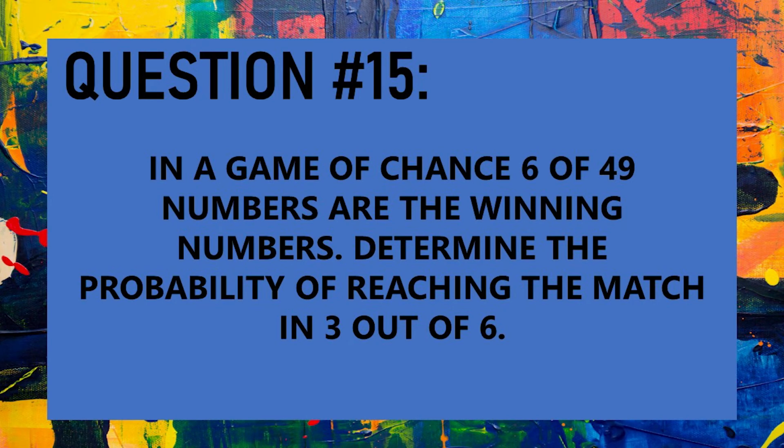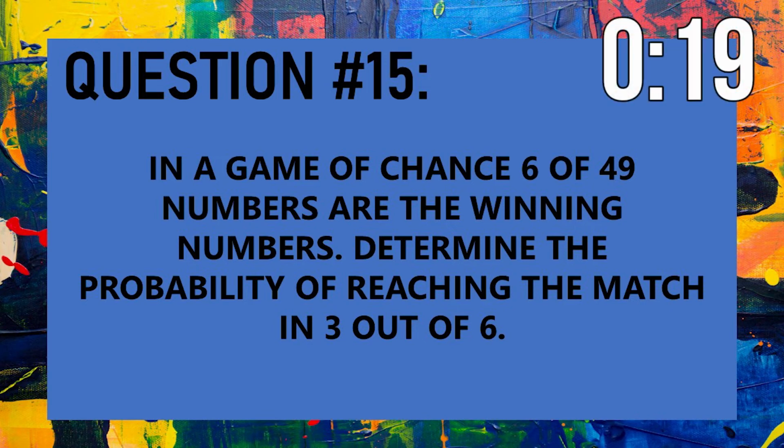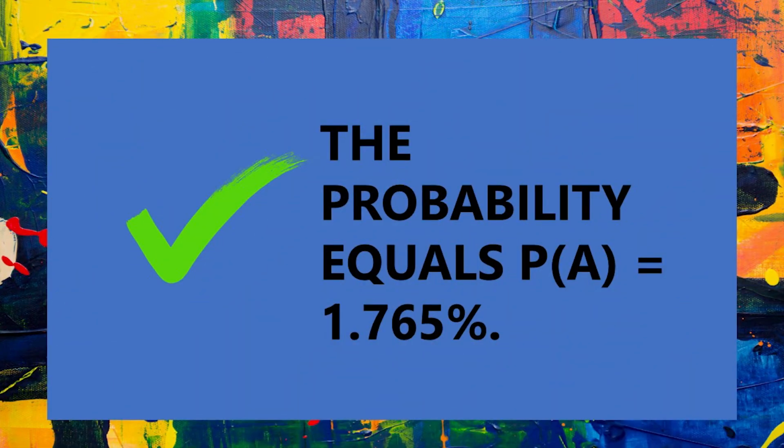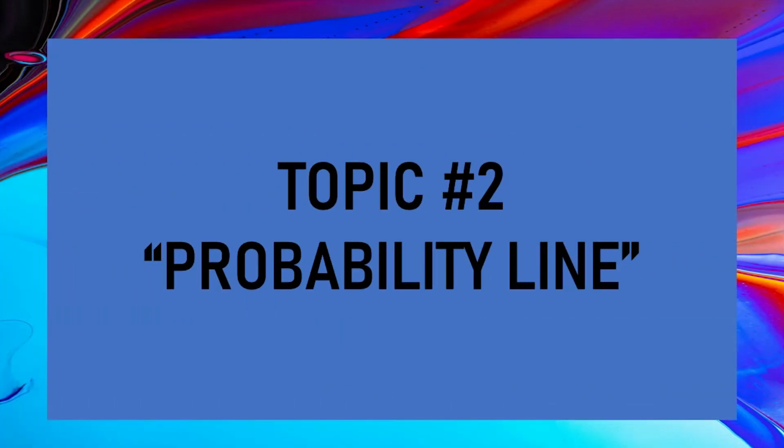Question number 15. In a game of chance, 6 of 49 numbers are winning numbers. Determine the probability of matching 3 out of 6. The probability is P equals 1.765%. Topic number 2. Probability line.